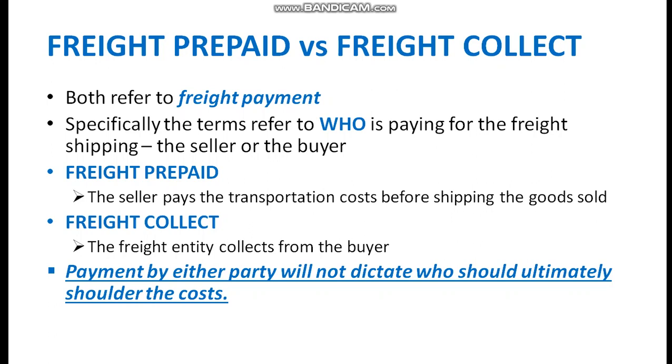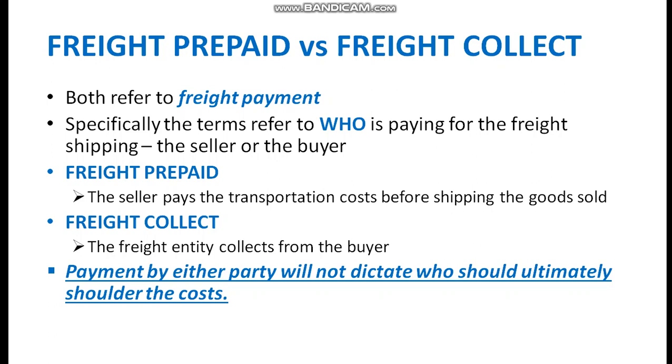Kunwari, freight prepaid, tapos biglang freight prepaid siya, pero ang usapan nila is FOB destination, match pala yun. What if ang kanilang usapan ay FOB shipping point, ang dapat sumagot ay si buyer, pero ang nangyari ay freight prepaid, si seller ang nagbayad. So, mag-uusap si seller at si buyer, i-arrange nila yun. So, tatandaan, payment by either party will not dictate who should ultimately shoulder the cost. So, ang masusunod is ang kanilang usapan.